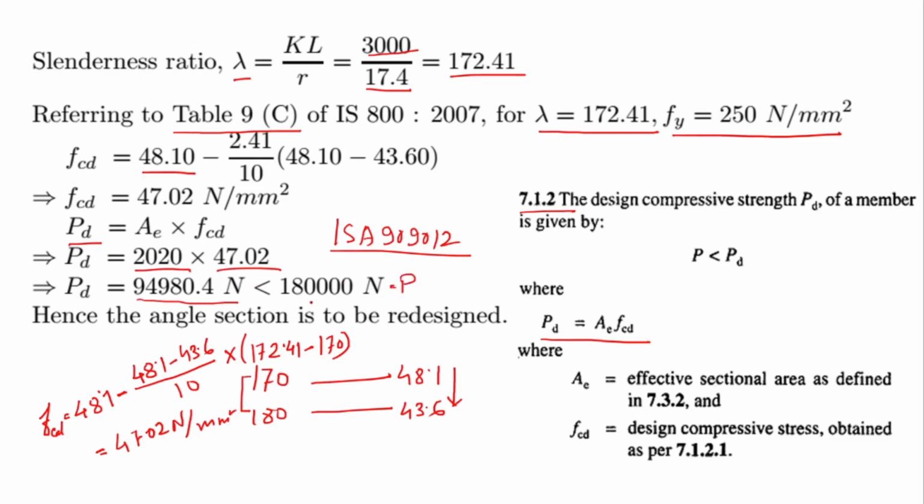meaning 180,000 Newton. See, if you follow the clause number 7.1.2, P should be less than PD, but in this case we have seen P is greater than PD, so the condition is not satisfied. Hence the angle section is to be redesigned.